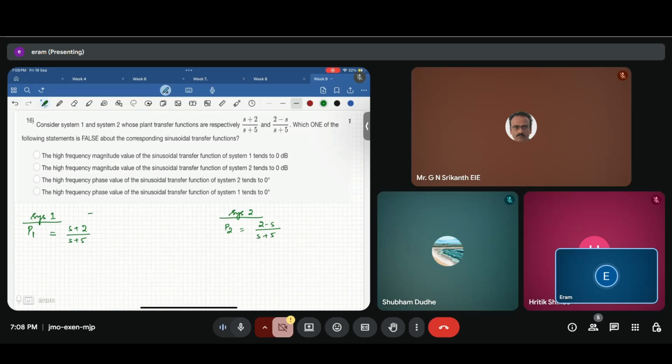The magnitude of these two transfer functions, will they be the same or different? Because we have the poles at the same location, and the zeros are at the same magnitude, but one is on the LHP and another is on the RHP. Okay, now let's find out its magnitude.